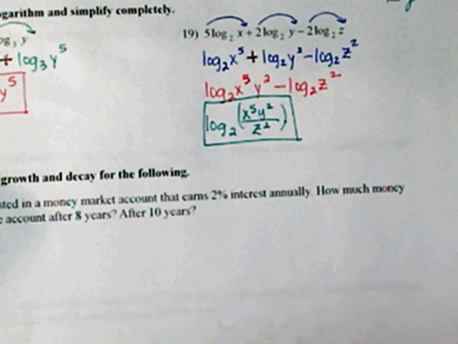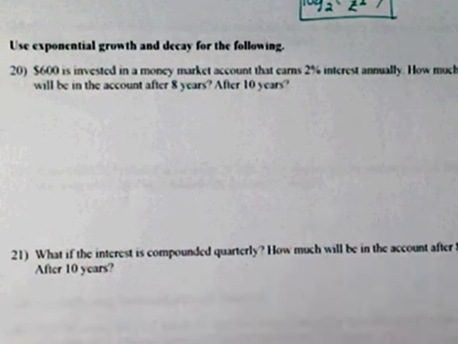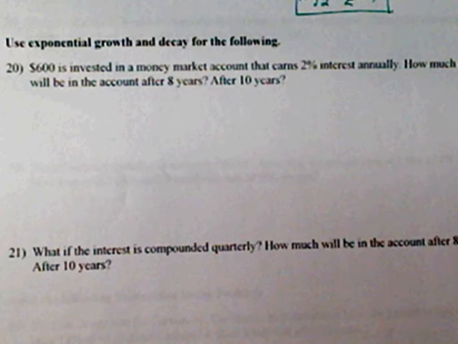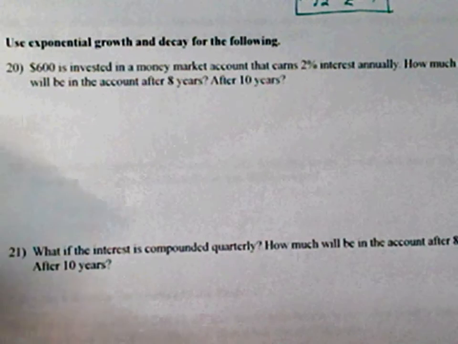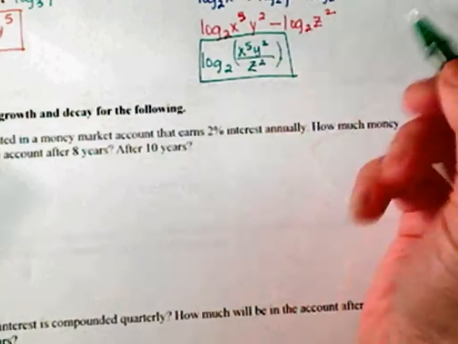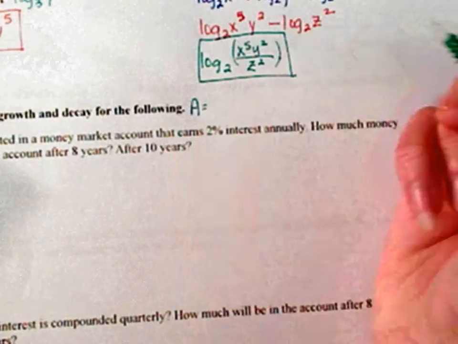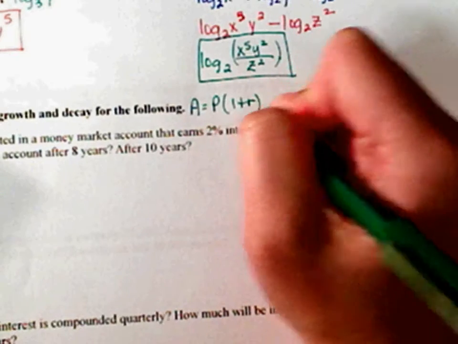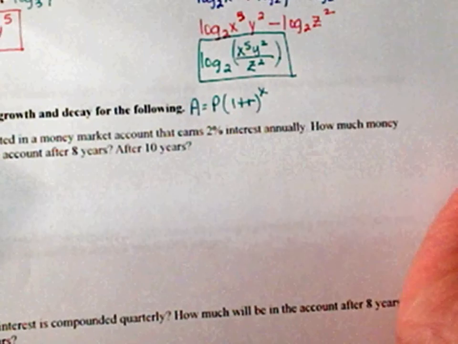Okay? Alrighty. Now, next we're going to talk about exponential growth and decay for the following. You need to know what formula you are going to use for what. So let's go over the formulas quickly. First of all, this is for any interest. So you have your principal, 1 plus your r, raised to the x, which is your t, which is your time.